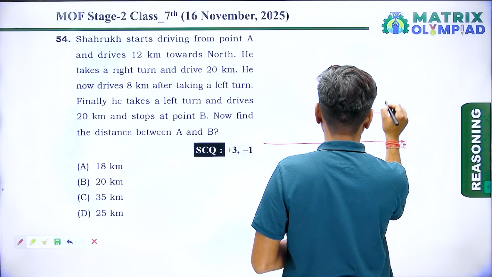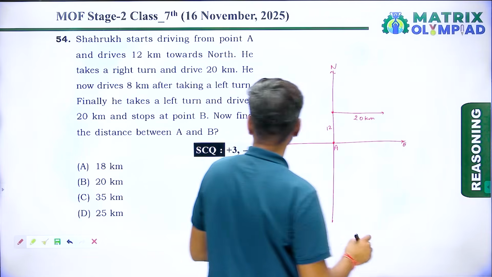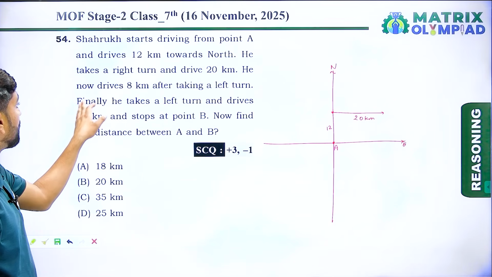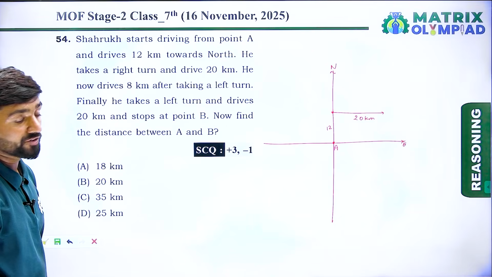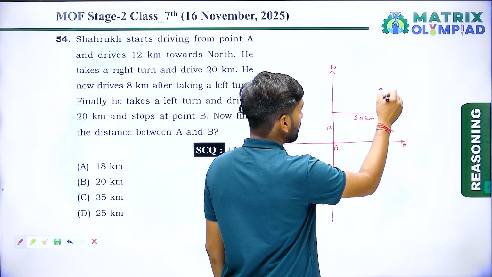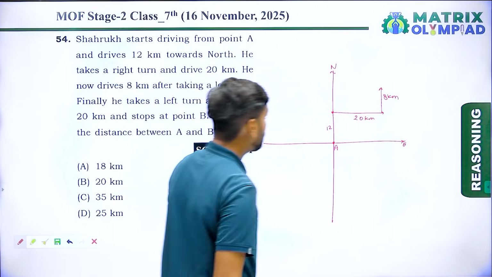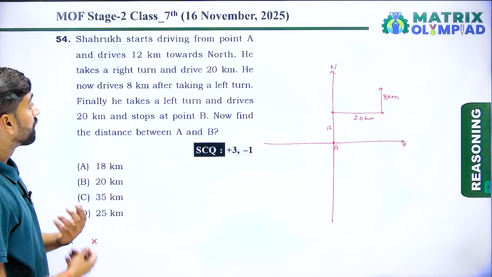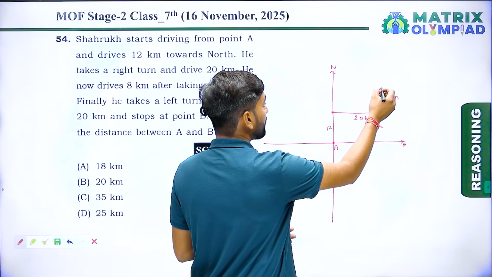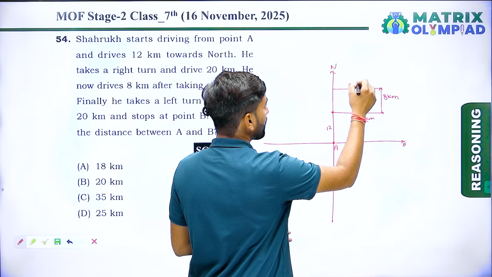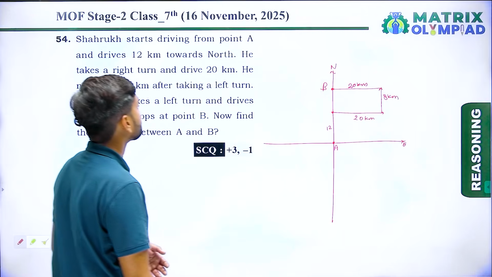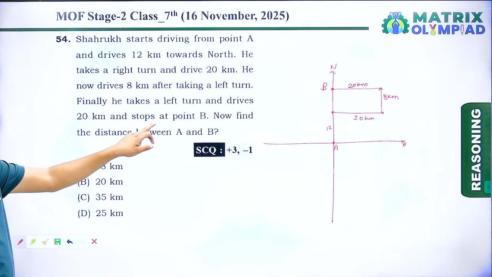20 kilometers. First he goes for 12 in the north, then he takes a right and goes for 20 kilometers. Now he drives for 8 kilometers after taking a left turn. If he takes a left turn from here, he will go in the north direction for 8 kilometers. Finally, he takes a left turn and drives for 20 kilometers and stops at this point B.